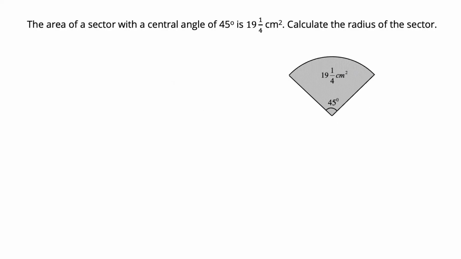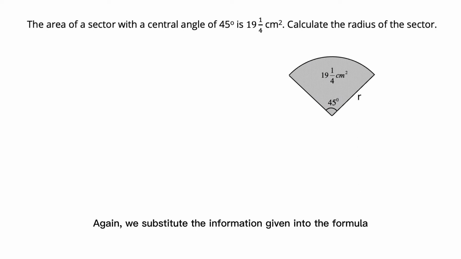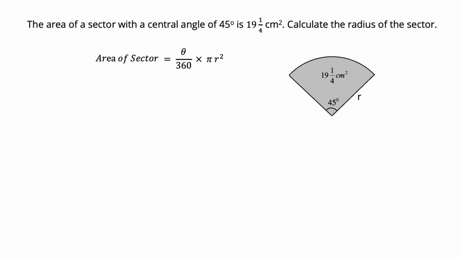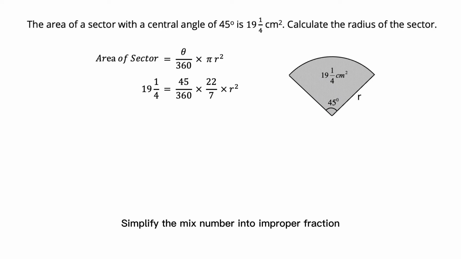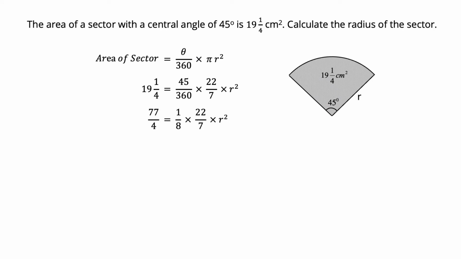The area of a sector with a central angle of 45 degrees is 19 1/4 centimeters squared. Calculate the radius of the sector. Again, we substitute the information given into the formula. 19 1/4 equals 45 over 360 times 22 over 7 times r squared. Simplify the mixed number into improper fraction. We get 77 over 4, and simplify the fraction 45 over 360. 45 divided by 45 gets 1, and 360 divided by 45 gets 8. That is 1 over 8.